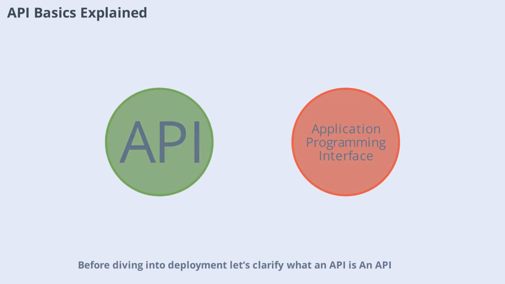Before diving into deployment, let's clarify what an API is. An API, or application programming interface, is a set of rules that allows different software components to communicate. In data science, APIs are used to send data to a model and receive predictions or results. Think of it as a messenger that takes your request, delivers it to the model, and brings back the answer. Understanding this basic concept is vital for anyone looking to deploy or integrate data science solutions effectively.